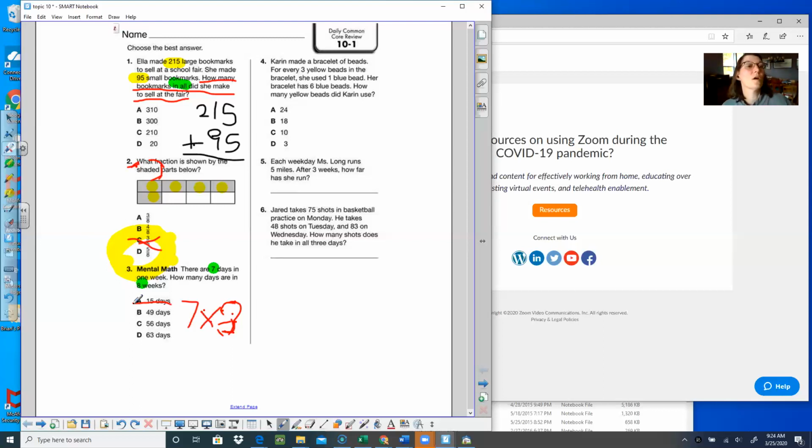Okay, number 4, I'm going to switch back to the highlighter. Corinne, hi Corinne, hope you're watching, made a bracelet of beads. For every 3 yellow beads in the bracelet, she used 1 blue bead. Her bracelet has 6 blue beads. How many yellow beads did Corinne use? Well, bummer, I don't have a blue highlighter on this. Let's see if I can add one real quick. Okay, let's push a button.